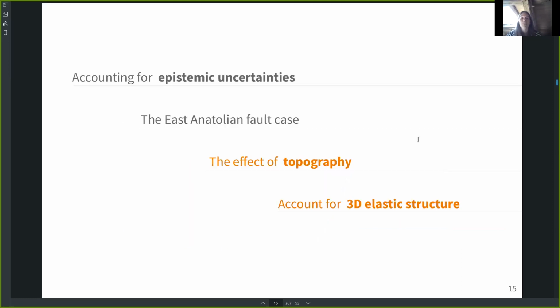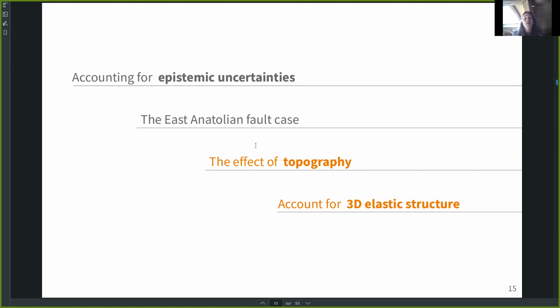So as Martin said, during my PhD, I already worked on epistemic uncertainties. Epistemic means that it stems from our approximation of the crustal structure. So I will just briefly remind you how we can account for epistemic uncertainties. I will then present a nice study that we did last year accounting for epistemic uncertainties, so I'll show you what we can do. And then in the next part of the talk, I will focus on two effects that are very often widely neglected, the topography and the 3D elastic structure.